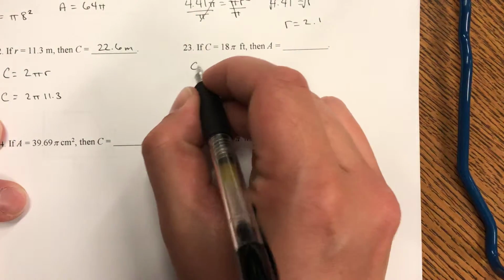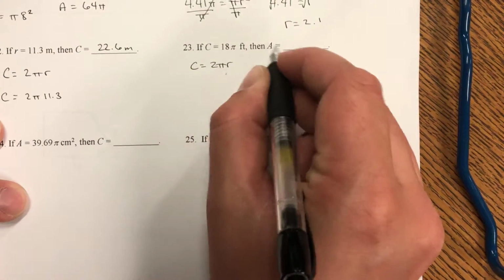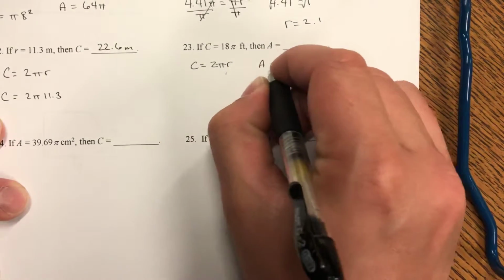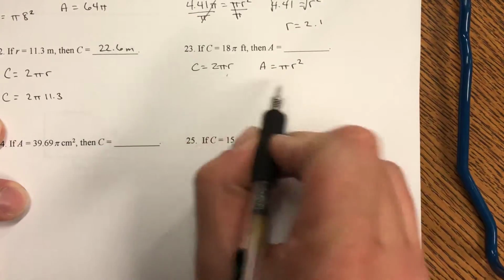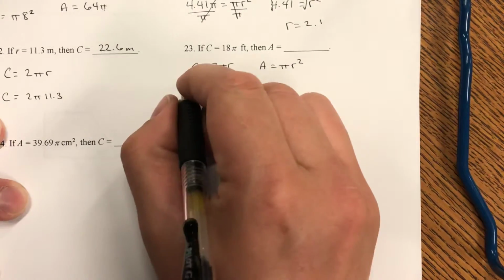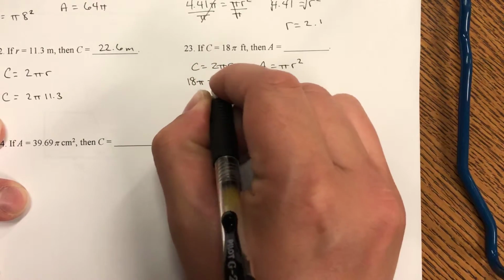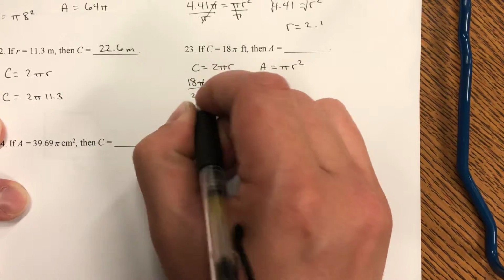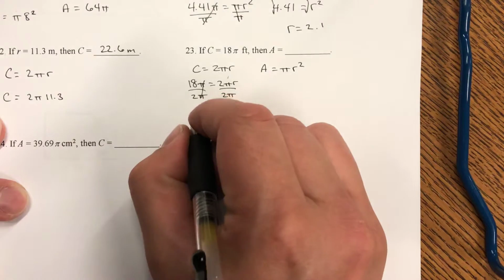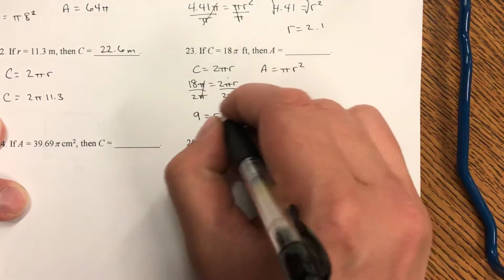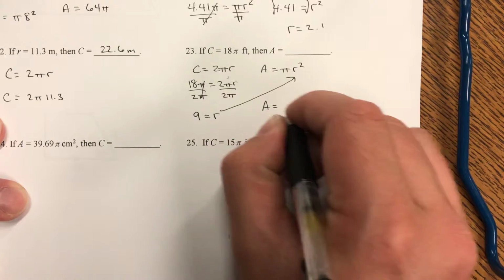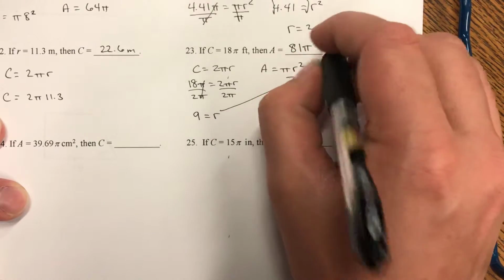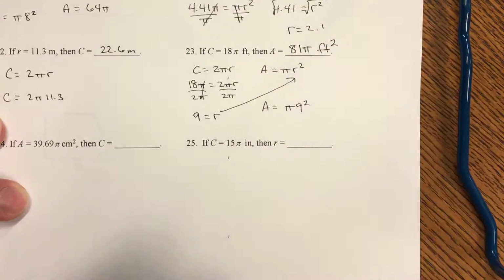The circumference is 18 pi, so circumference equals 2 pi r, looking for the area. The only relationship between area and circumference is that r, so area equals pi r squared, and I do need to find out what r is. So if the circumference is 18 pi, let's plug that in. 18 pi equals 2 pi r. Divide by 2 pi on both sides. Pi's cancel out. 18 divided by 2 is 9, which is r. So then I'm going to plug that in for r. That means area equals pi 9 squared. 9 squared is 81. Don't forget about that pi. And then since it's area, feet squared.